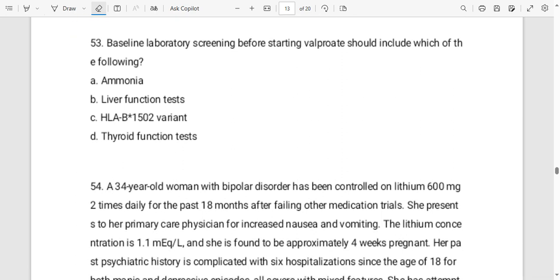Baseline laboratory screening before starting valproate should include which of the following: ammonia, liver function tests, HLA-B 1502 variant, thyroid function tests. Anyone to help? A, ammonia. Okay, thank you so much. Anyone also? Liver function tests. Anyone else who has got these two? Anyone else with another thought? We need the third party. What the third party decides will give us what we are picking. Anyone?